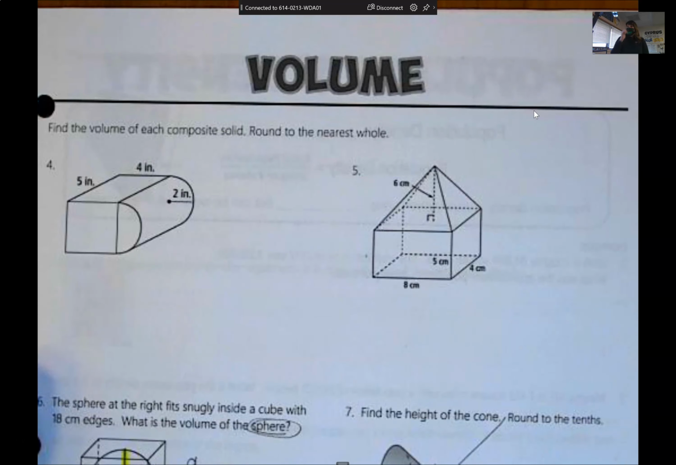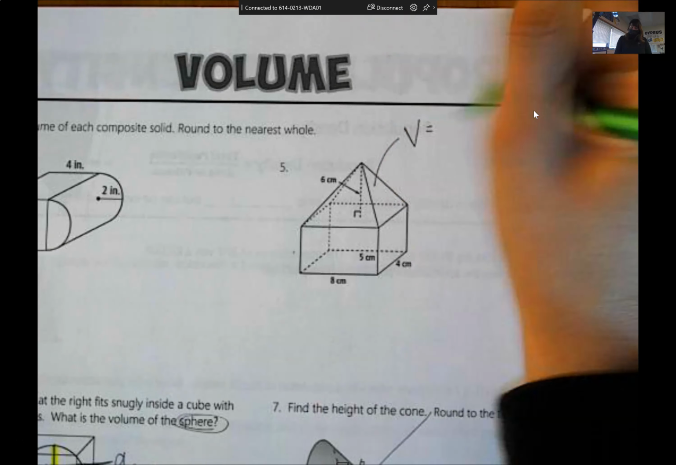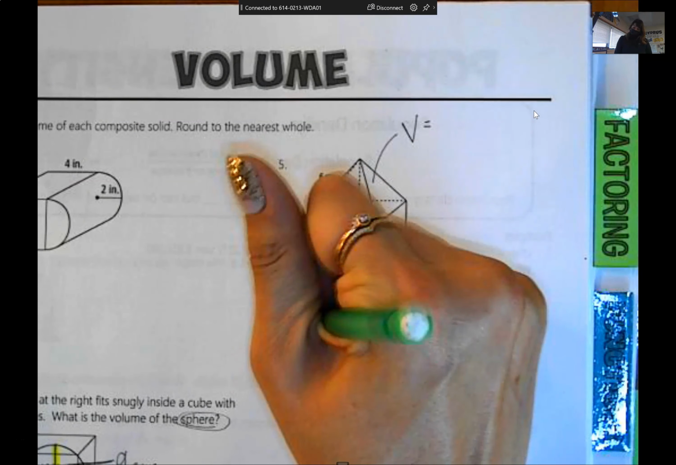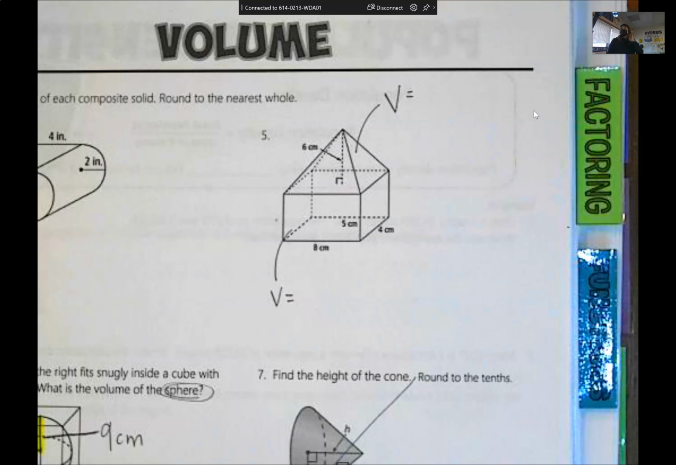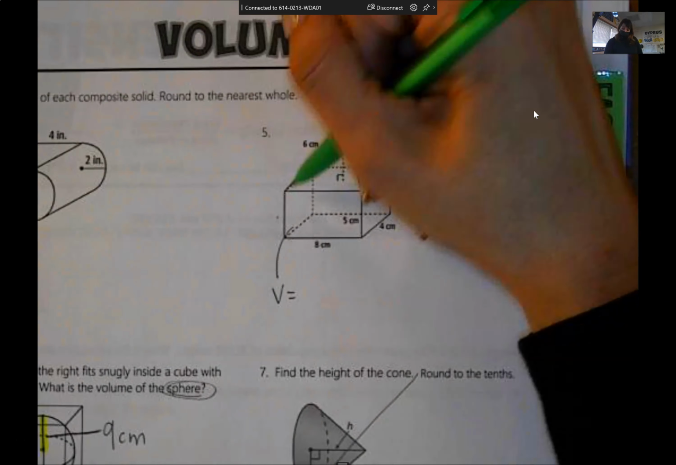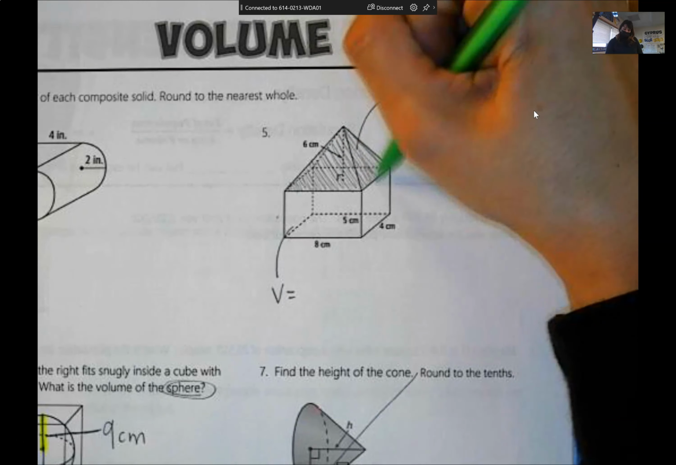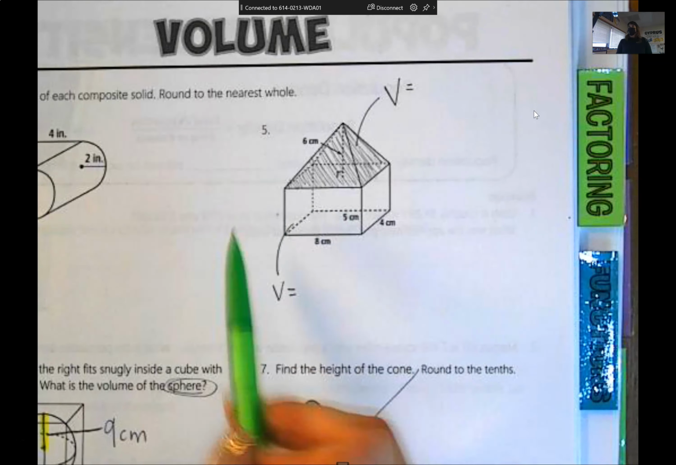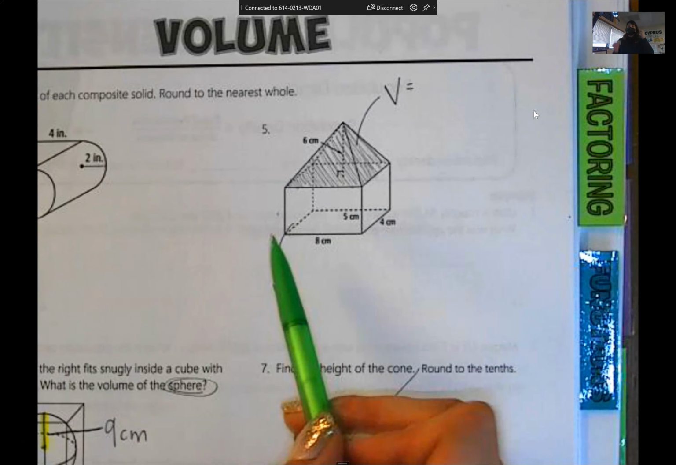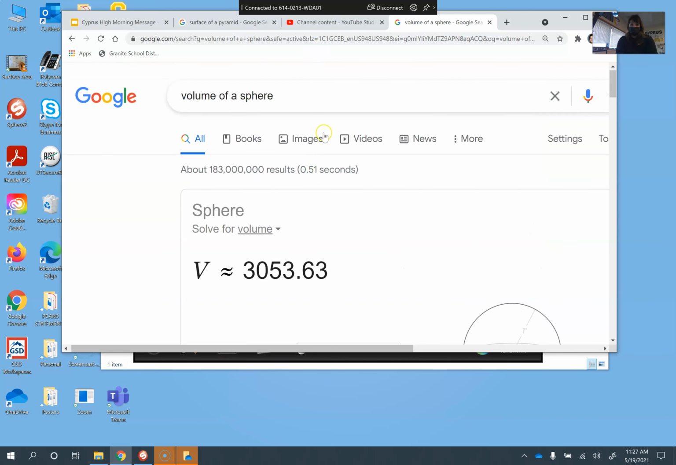So 5 is made out of 2 shapes. The top shape is a pyramid, and the bottom shape is a rectangular prism. So if you want to find the composite volume, or the volume of the entire shape, you have to find the volume of the pyramid, and then separately you find the volume of the rectangular prism, and then you add them together. So if I hop back to Google, I can type in volume of a pyramid.